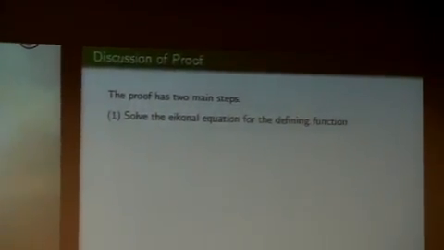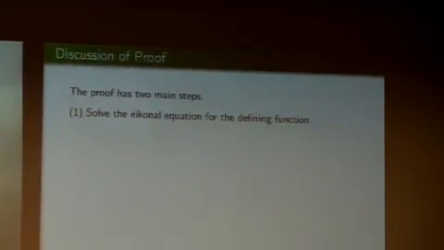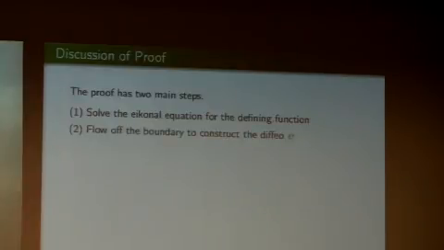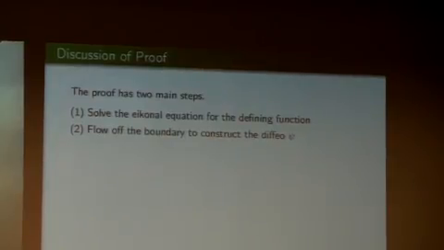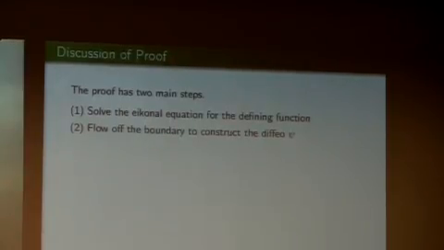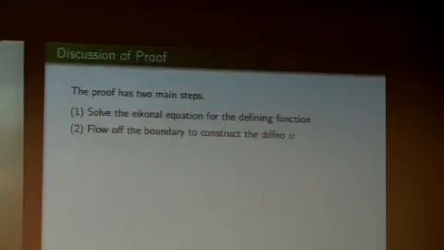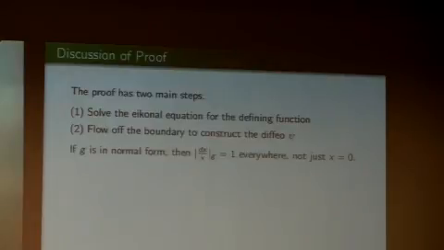So the first step, I'll be much more explicit about these on the next slides, is we need to solve an eikonal equation for the defining function. And the second step is, once we get the right defining function, we use that to flow off the boundary to construct a diffeomorphism. Once you get the first step, the second step works exactly the same way as it does in the asymptotically hyperbolic case. So I'm not going to discuss the second step. The whole meat of this is how do you solve this eikonal equation in this edge case.